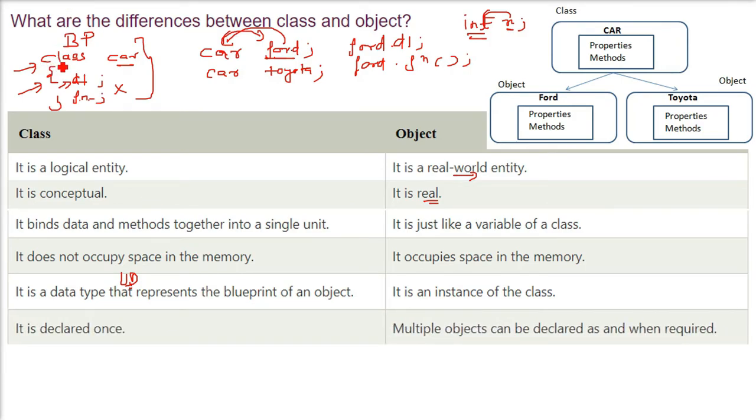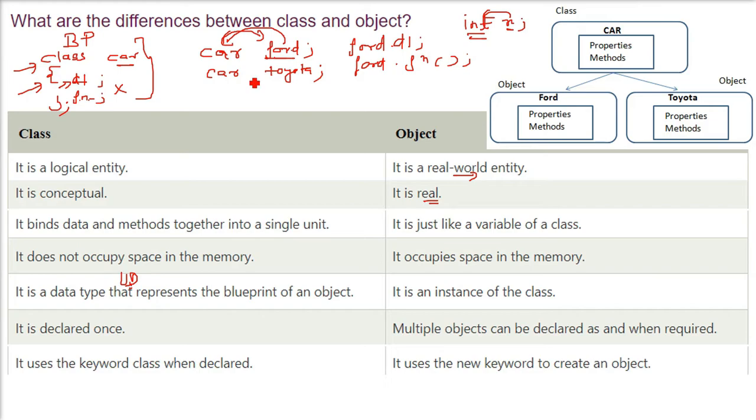The class you just have to declare once. Make a class one time, and then you can create millions of objects. These millions of objects can be declared and used as and when required. The objects are only limited by the memory and resources. We use the class keyword to make a class. This is a class, you see, CLASS, class, to make a class.